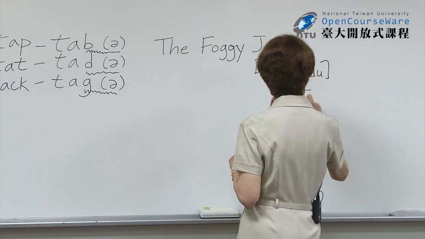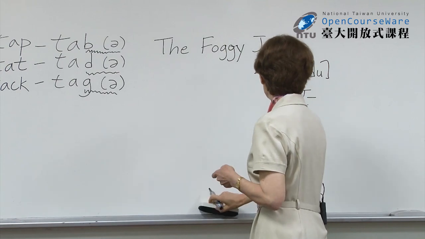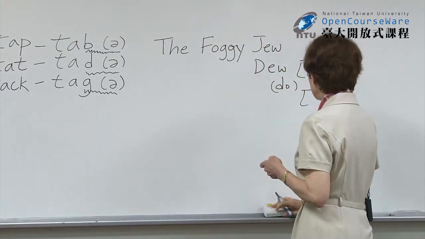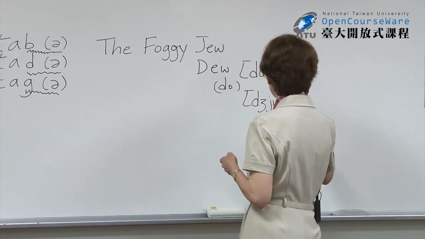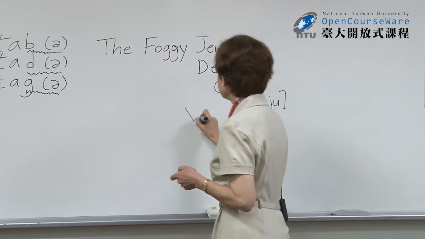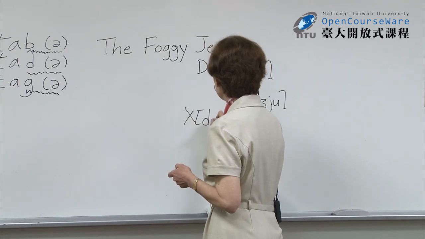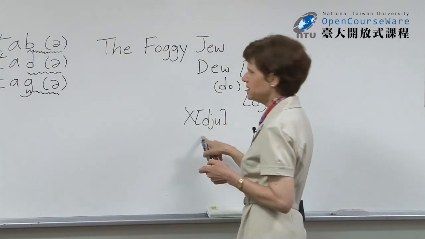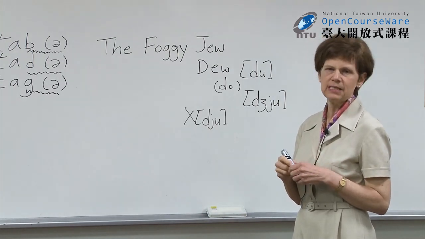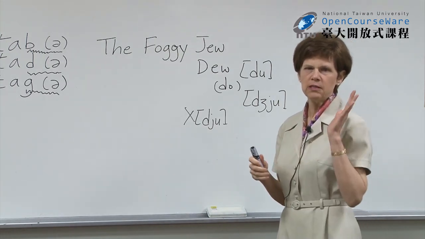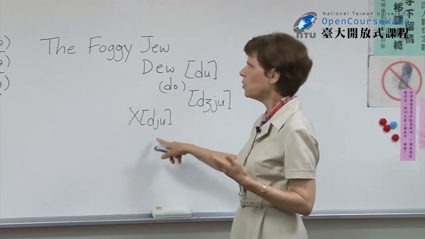In British, it's pronounced, not T, sorry. We have to go to D here. In British, it's pronounced "Jew." All right? So nobody says "Dew." Nobody says that. I can't say 百分之百 nobody, but most people, at least the standard varieties, 标准的，不管美式英式，都不念 do.